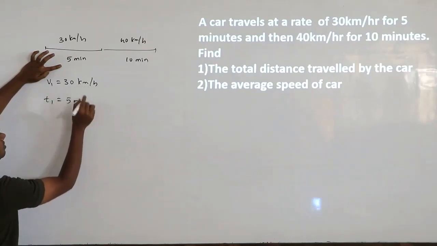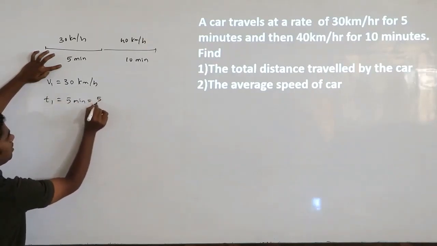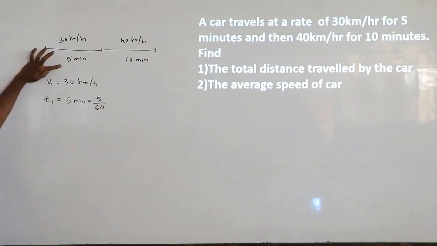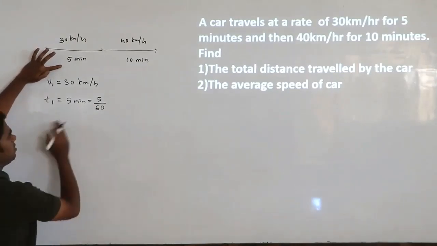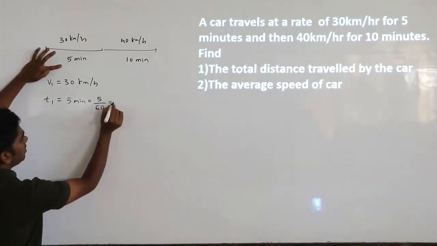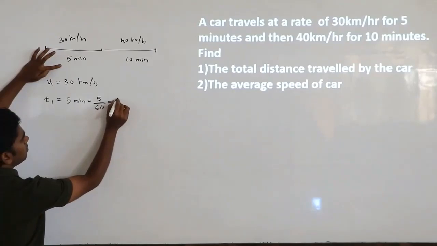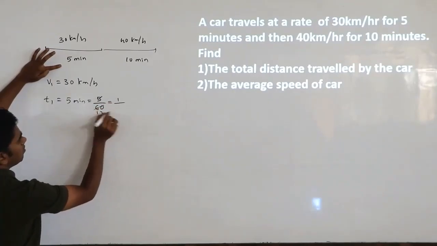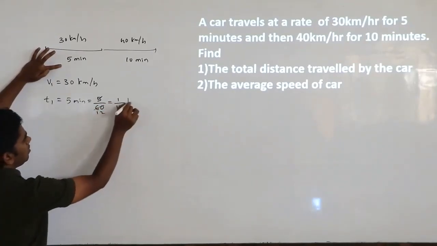But here it is in hour, so convert into hour. 5 divided by 60. 1 hour means what? 60 minutes. So this will become what? 5 ones are 5, 5 twelves are 60. So 1 by 12 hour.